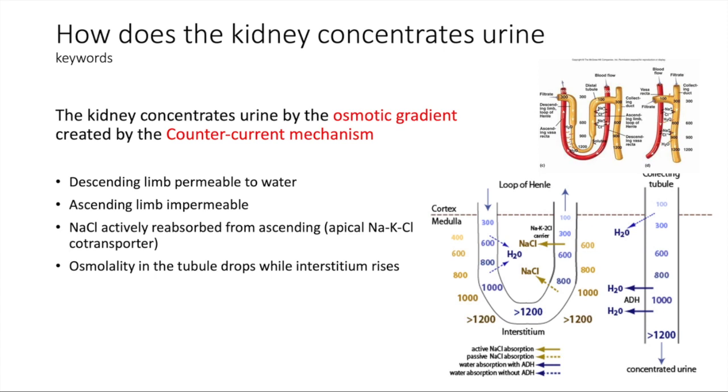The ultimate purpose of such a complicated mechanism is to create an osmotic gradient to allow water to be reabsorbed in the collecting tubule. The collecting tubule is relatively impermeable to water, but under the action of ADH or vasopressin, released from the posterior pituitary under the influence of baroreceptors and osmoreceptors, aquaporins will be inserted into the collecting tubule and open channels to allow water to be reabsorbed. I will talk about the osmoregulation in my next video.